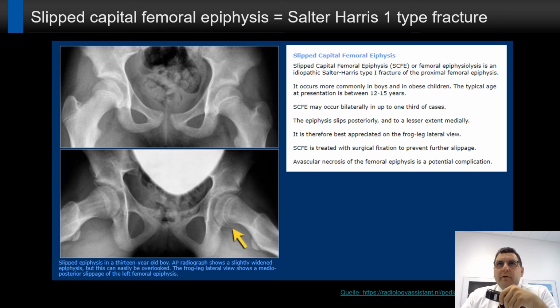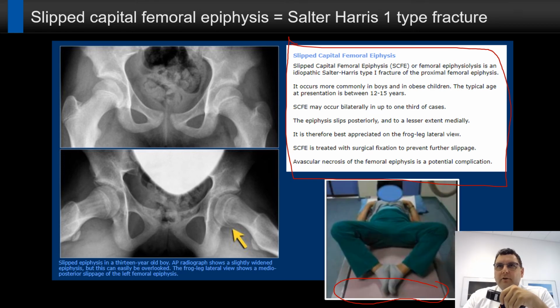Slipped capital femoral epiphysis, like in this patient shown in this old radiograph, are basically Salter-Harris type 1 fractures. Here you can see this is again this website, Radiology Assistant, and this is another case taken from this website, and again you can read on this website everything about this pathology. And I can really advise you to use this website to learn more about these child fractures.